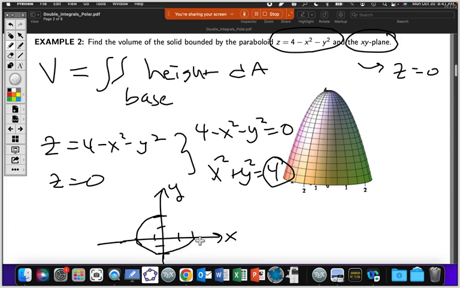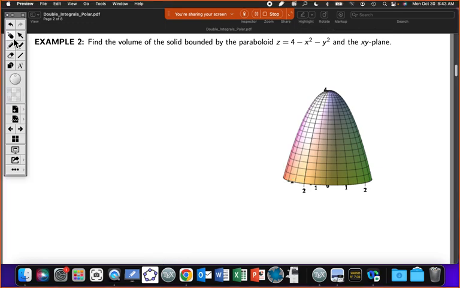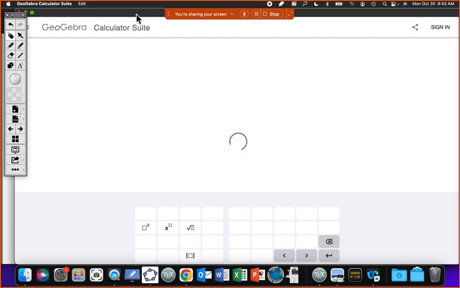Which means, here we go, there it is. Now, as far as the base of the solid is concerned, do I want the inside of the circle or the outside of the circle? You want the inside. Okay. And once again, you might be able to pick that up from here, or we could always head over into GeoGebra. Let's see how well behaved GeoGebra is today. It's taking a while to boot up. That's not a good sign.